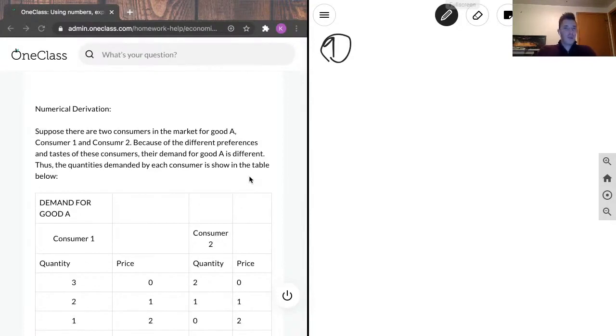Numerical derivation. Suppose there are two consumers in the market for good A, consumer 1 and consumer 2. Because of the different preferences and tastes of these consumers, their demand for good A is different. Thus, the quantities demanded by each consumer are shown in the table below.